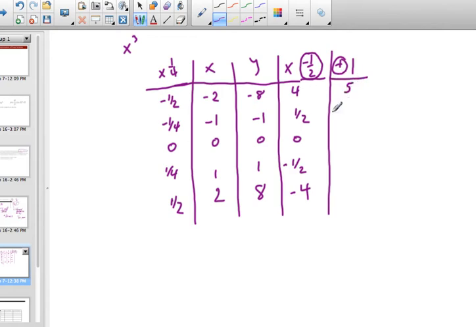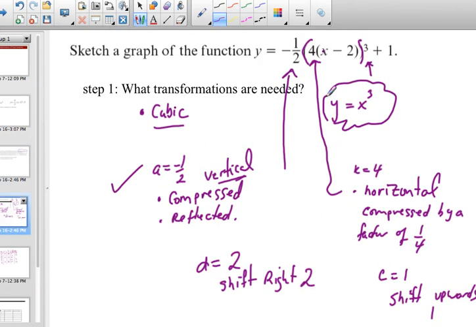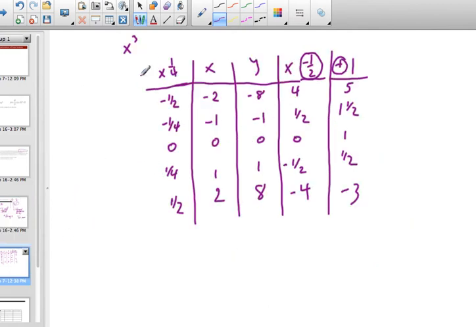So that's 5. That's 1.5. That's 1. That's a half. And negative 3. Okay, so that takes care of shifting all those points up 1. Now we'll move all those points to the right 2, which means we're going to add 2, because it's right, we're going to add 2 to all of the x's, because we're going to go to the right 2. So we'll add 2 to all the x's.